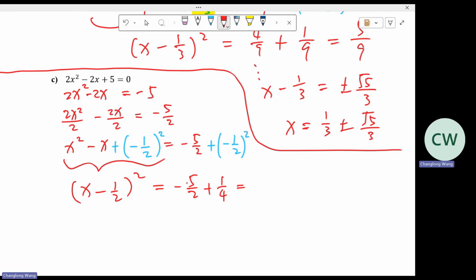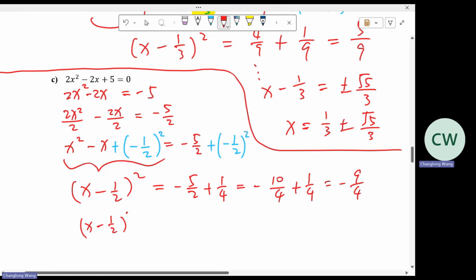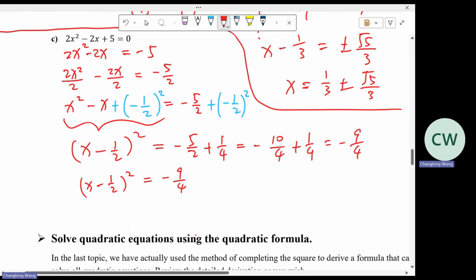5/2 is 10/4, right? So -10/4 plus 1/4 is -9/4. Okay. So now you're looking at an equation that's ready to be square rooted. Now let's go ahead and recall the square root property, right? So taking a square root on both sides, you're getting x minus 1/2, right? And square root of -9/4, right? Please don't forget the plus or minus.